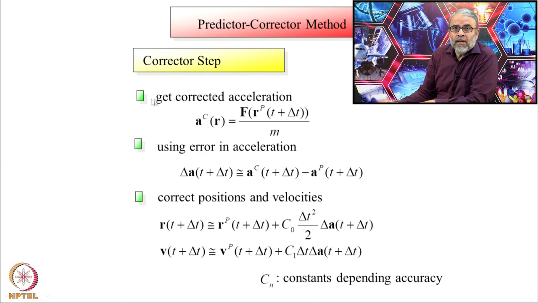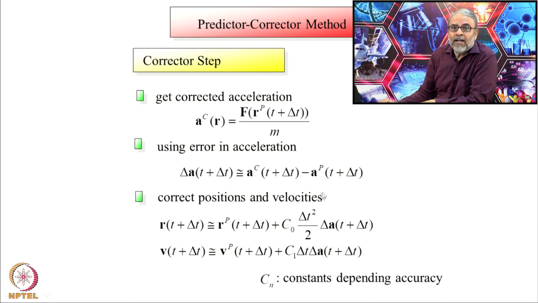To correct them, I calculate a correction. The corrected acceleration is the force at the new predicted position divided by mass. Okay, this is my correction. So, what is the change in the acceleration now? It is the corrected acceleration minus the predicted acceleration. Okay, so this is my correction.